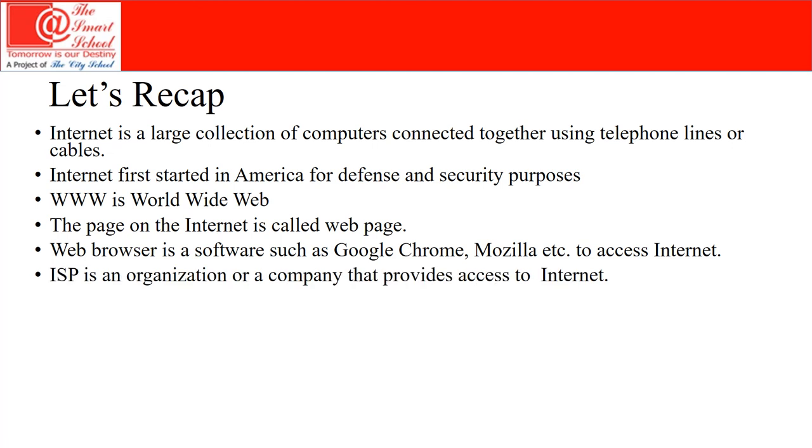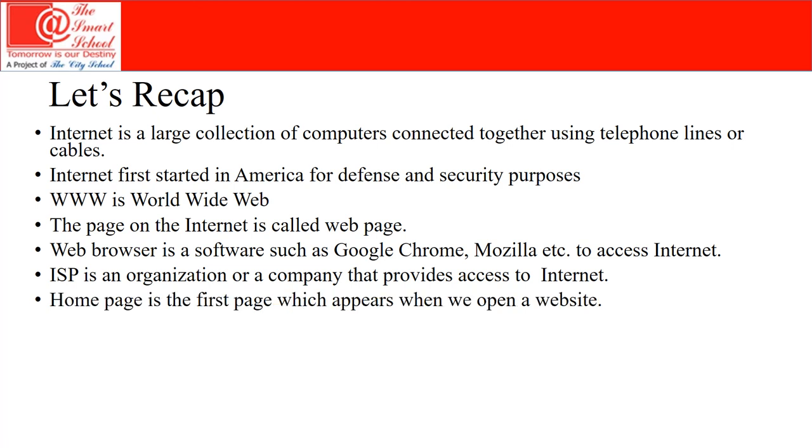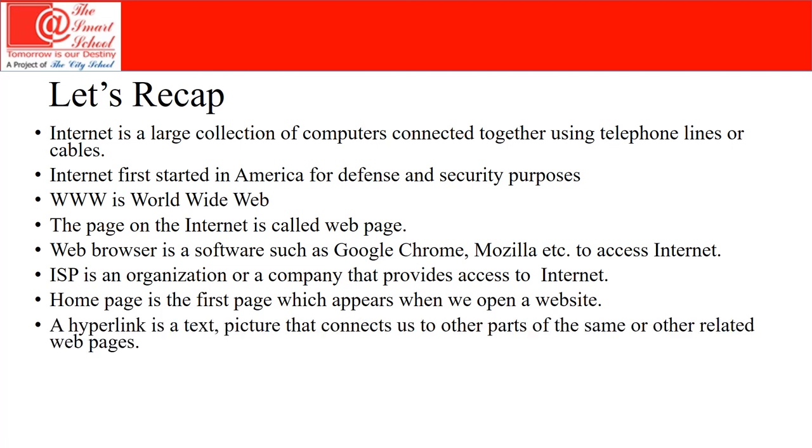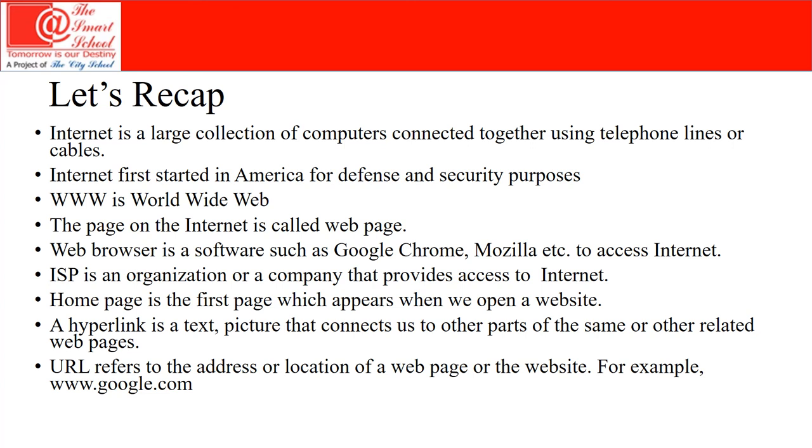ISP is an organization or a company that provides access to internet. Home page is the first page which appears when we open a website. A hyperlink is a text or picture that connects us to other parts of the same or other related web pages. URL refers to the address or location of a web page or a website. For example, www.google.com.